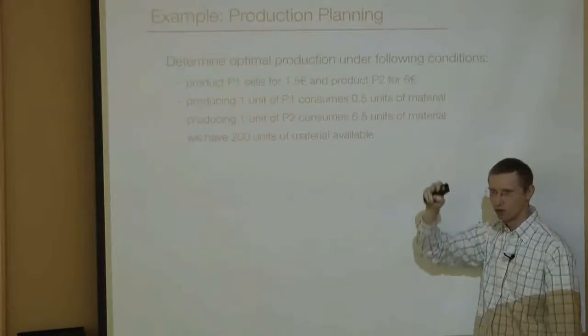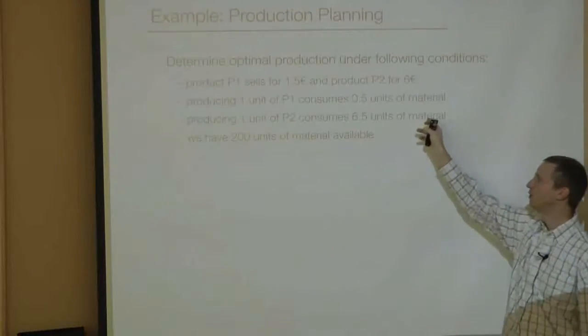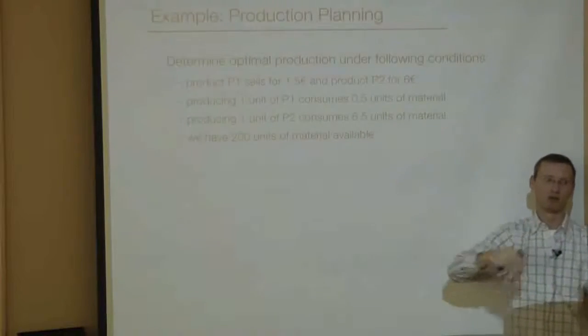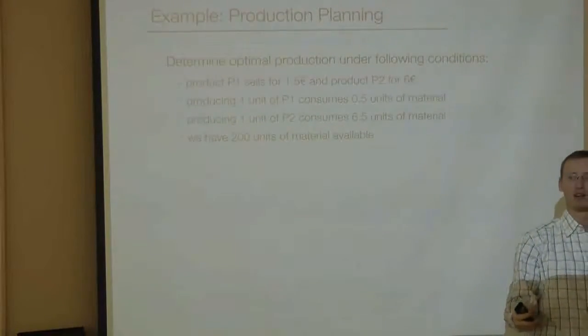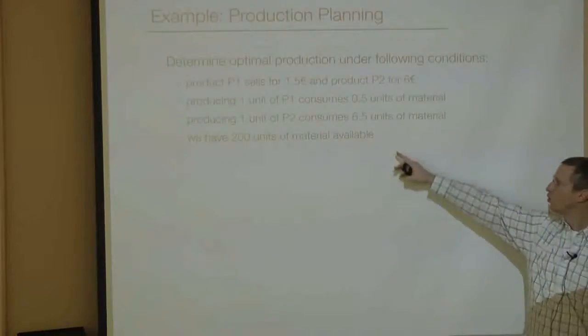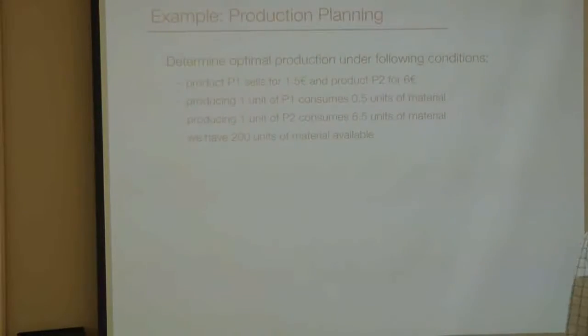However, to produce those products, we need to consume some input material, and this is the weight or volume units of the material that we need to produce corresponding products. And we only have 200 units of the material available. Now, how many pieces or kilograms or whatever of each product should we produce, such that we maximize our profit? That's the objective now. So how do we formulate this problem?